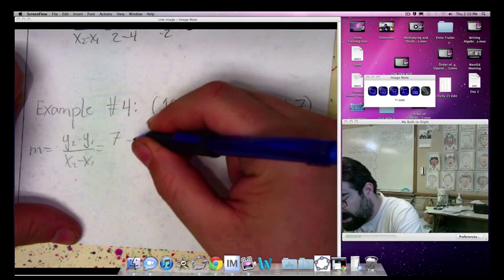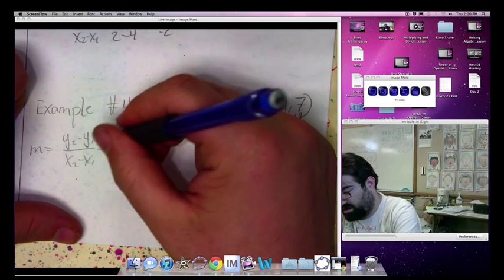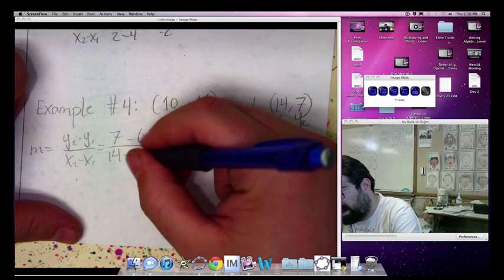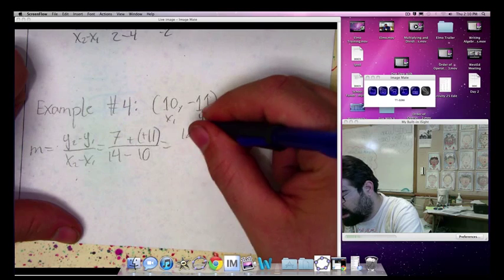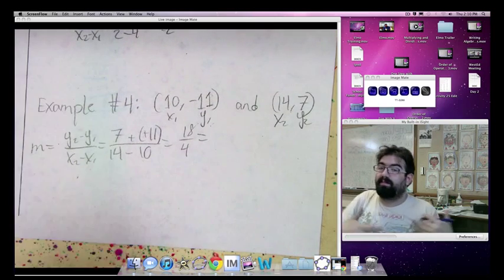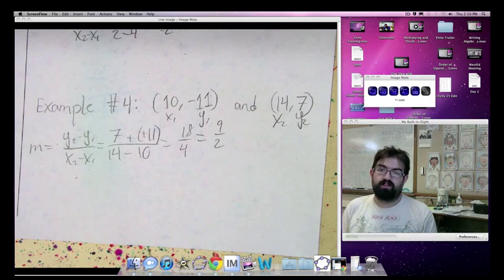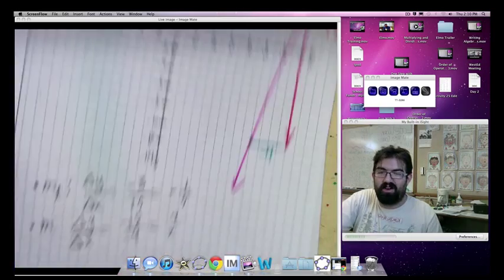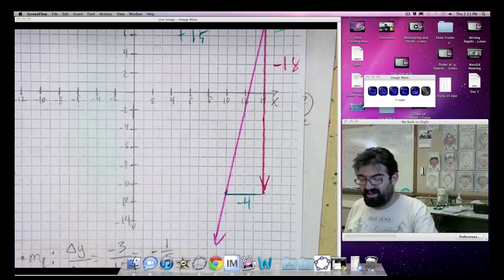7 minus -11. Do not lose that negative. So huge. 14 minus 10. Well, this is two positives. So this is 18 over 4. Divide top and bottom by 2, we get 9 over 2, which is the slope. Which, hey, look, that's what we had on my picture over here that I did wrong. That's the slope of this purple line. Oh, no picture required.